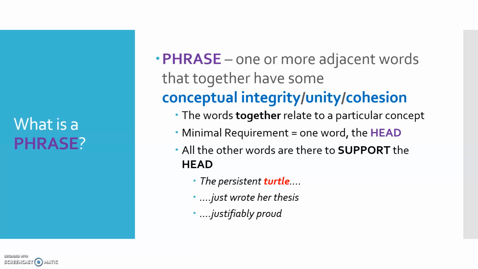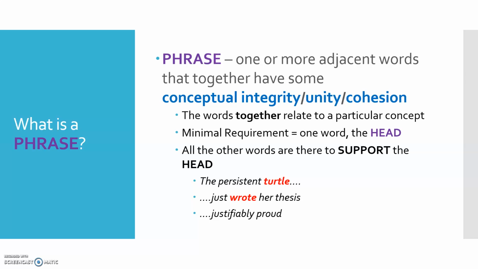Persistent gives us a kind of a description of the turtle. But turtle is the most important word. We call it the head. How about just wrote her thesis? Now this one's a little trickier because there's a phrase embedded inside the bigger phrase. But here what we're talking about is the writing of something. That's the most important word. So wrote here, the action, is the head.